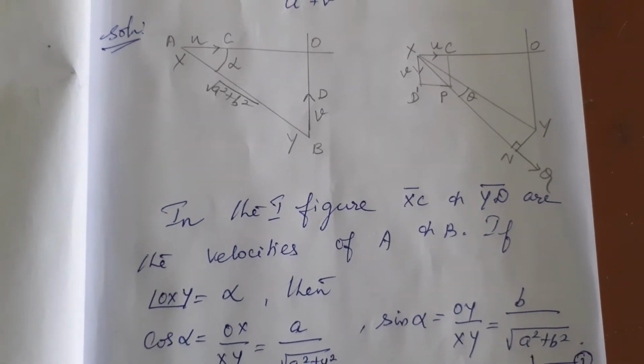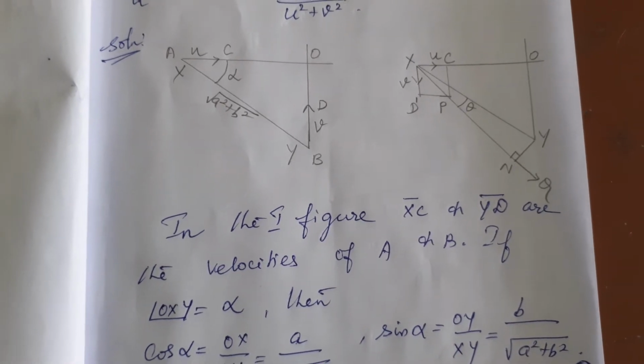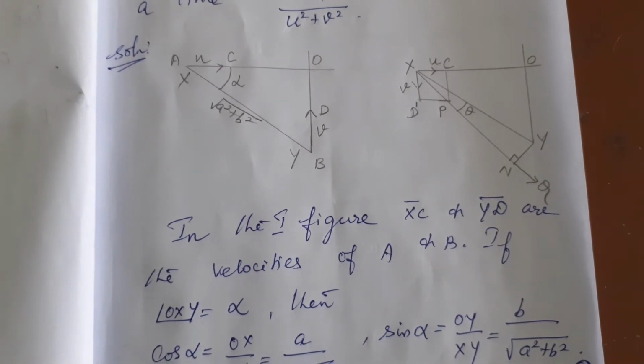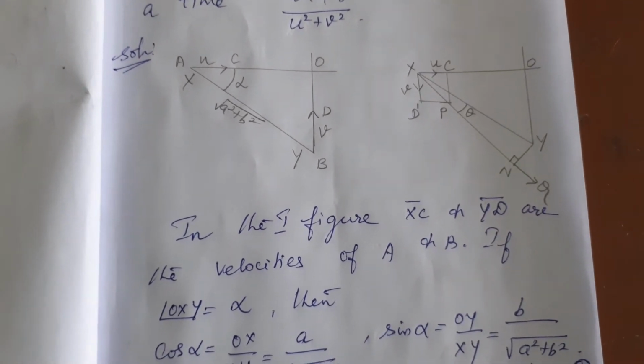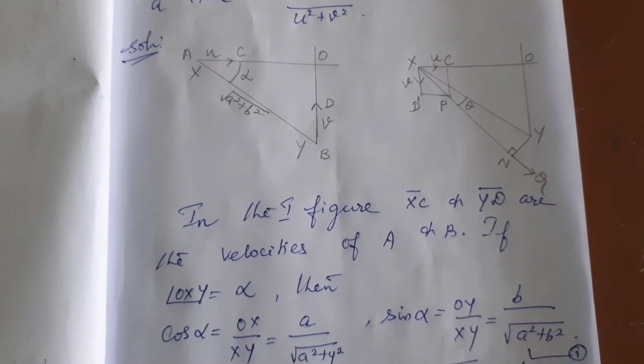In the first figure, XC and YD are the velocities of A and B. So the velocities given are u and v respectively.